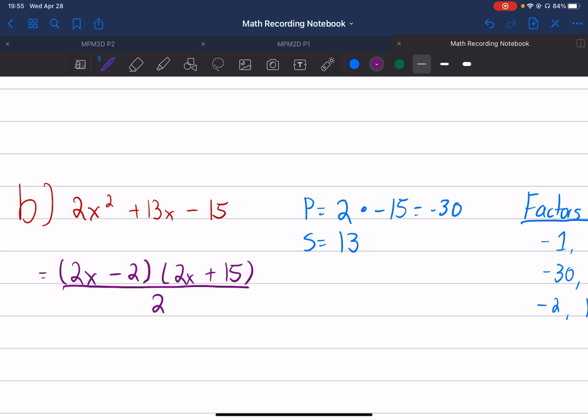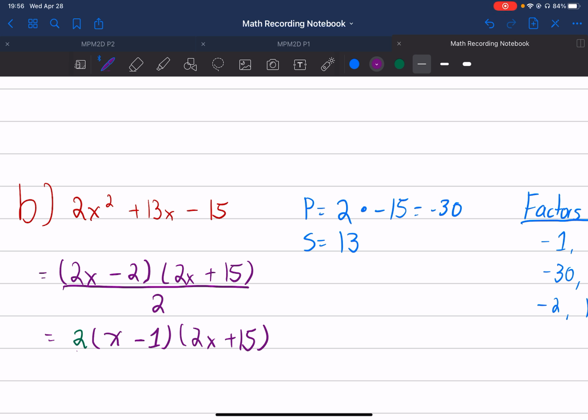Now we need to see if we can common factor anything out from these expressions. If we look at the first one, we have 2x minus 2. We can see from that that we can common factor out a 2. So if we're common factoring out the 2, we're going to be left with 2x divided by 2 leaves us with x. Negative 2 divided by 2 leaves us with negative 1. We're going to close the bracket. 2x plus 15 remains the same because we cannot common factor anything out from that expression.